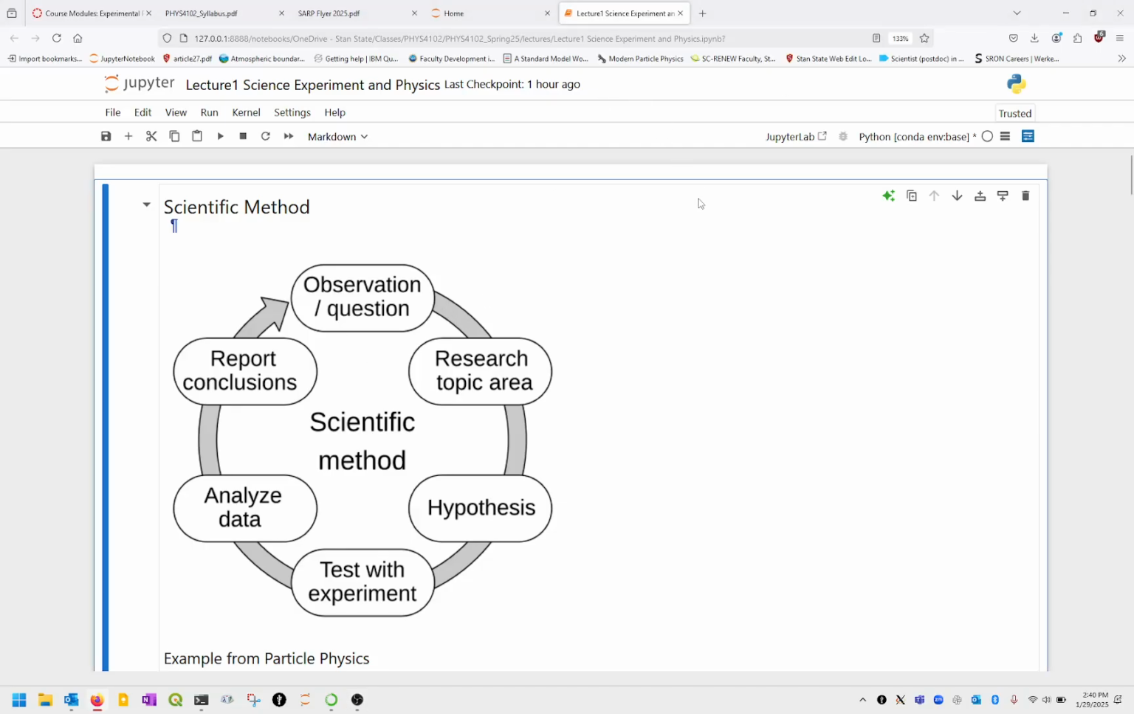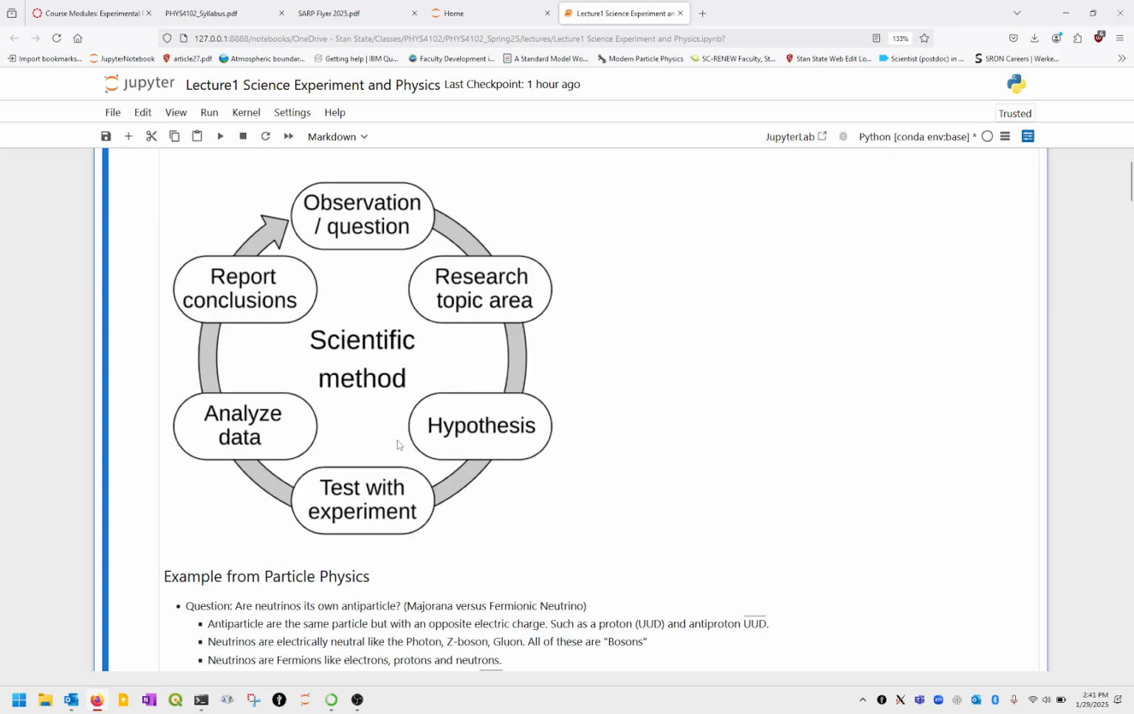This might remind you of the first science class you ever took: the scientific method. What the heck is that? I'm not sure where I got this from. This might have been from Wikipedia or something like that. But the scientific method is a method that has developed over the course of human history on how you can actually answer questions about nature, right?